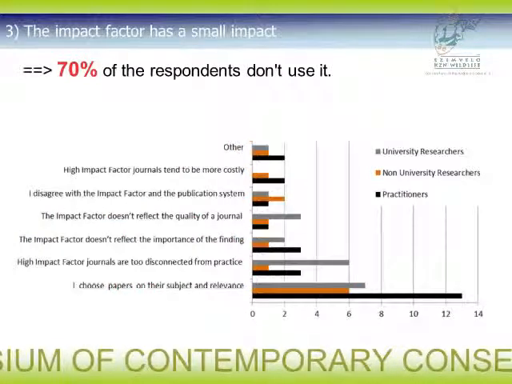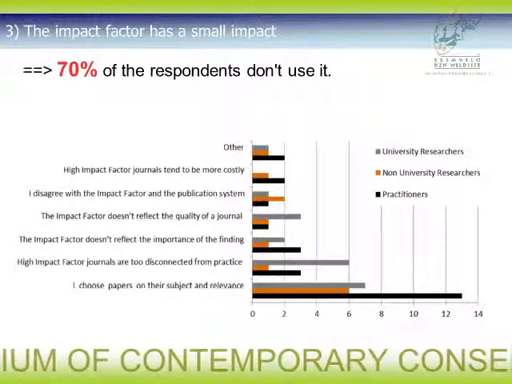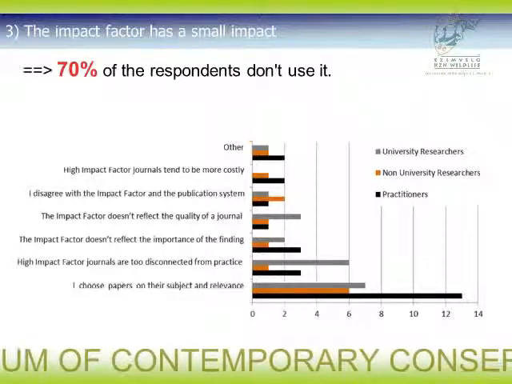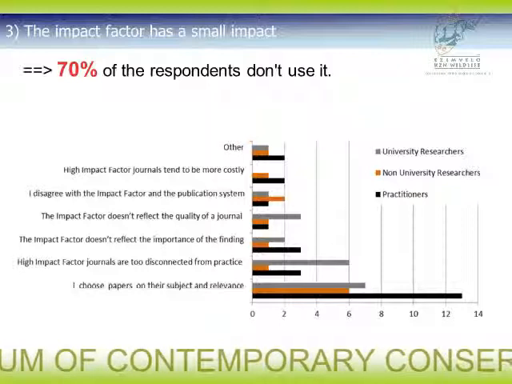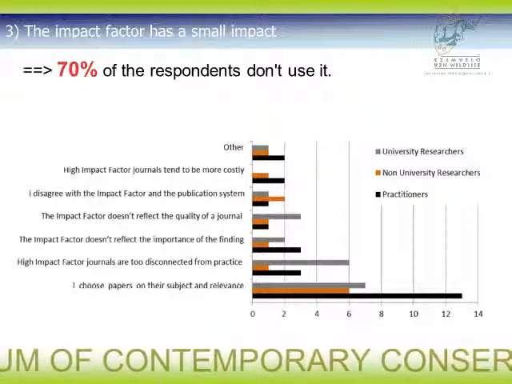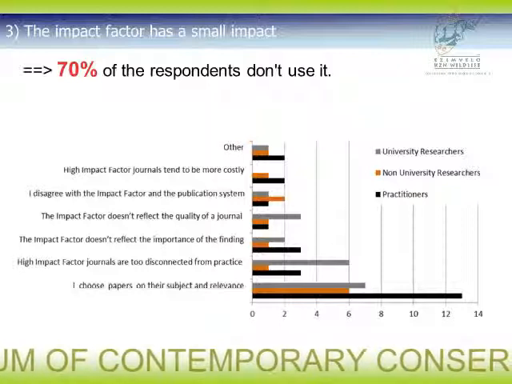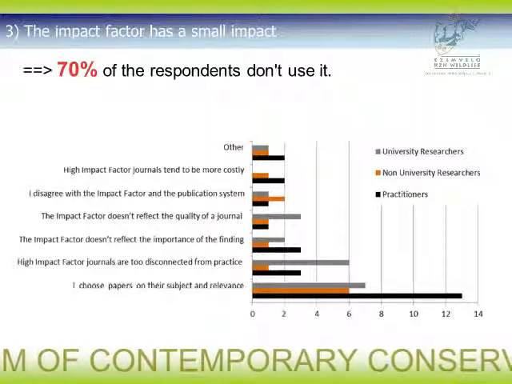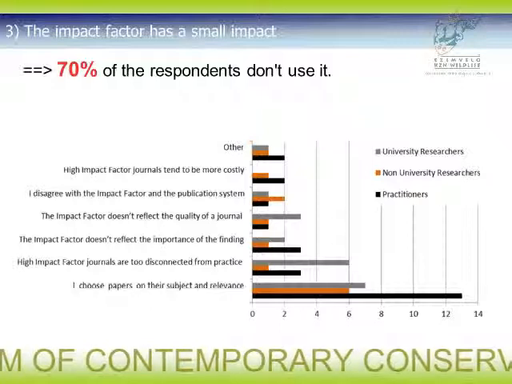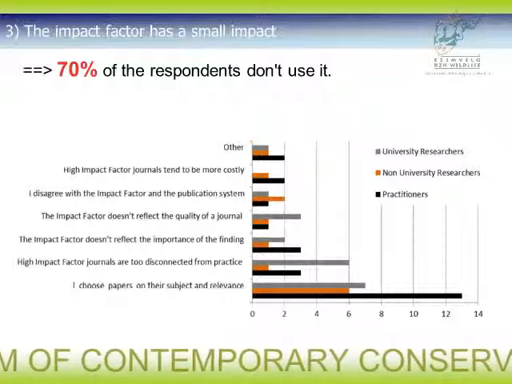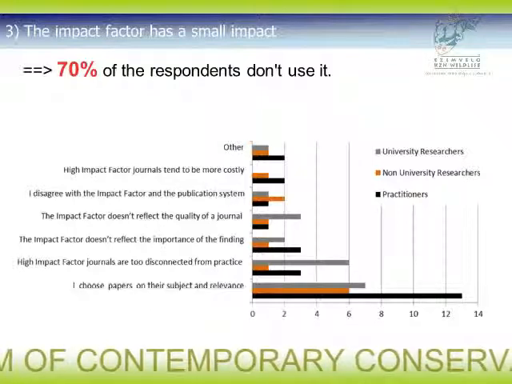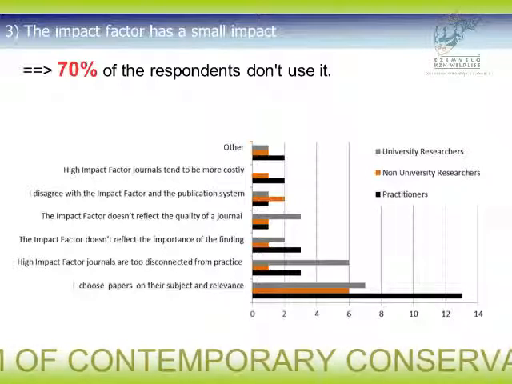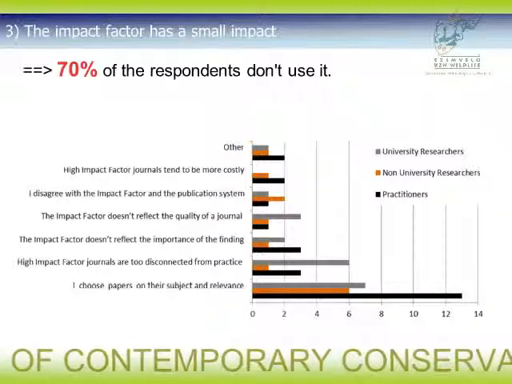The impact factor, we were talking about peer-reviewed literature a bit earlier, so it has a small impact. When I asked them if they were using it as a criteria of choice to access scientific information, 70% answered no. Then I asked, obviously, why, and it was an open question. And the main one which appeared was that they chose paper on their subject and relevance. That's for practitioners.